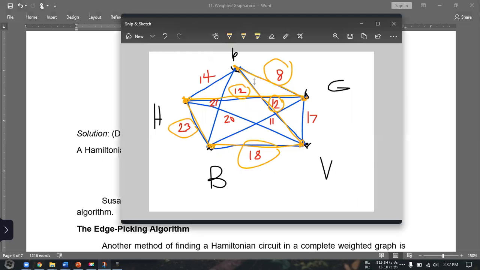Okay. So this is your Hamiltonian circuit using the greedy algorithm. Unlike the greedy algorithm, you have to identify your starting vertex, and then go to the next vertex, and the next vertex, until you complete the circuit. In the edge picking algorithm, this time you have to identify the edge with the smallest weight.